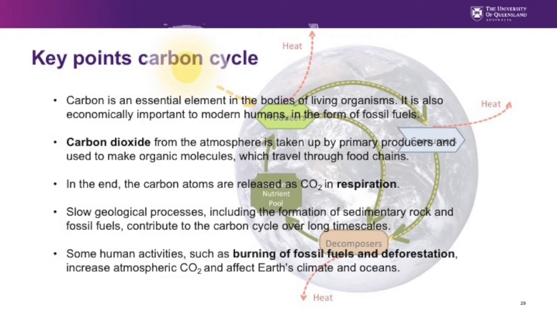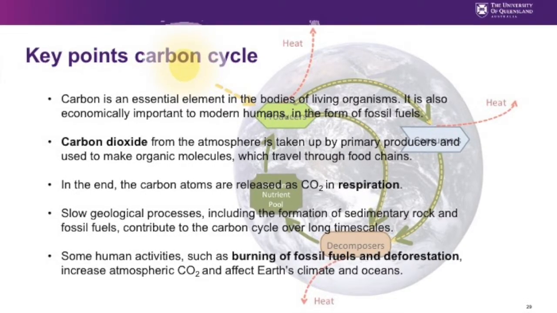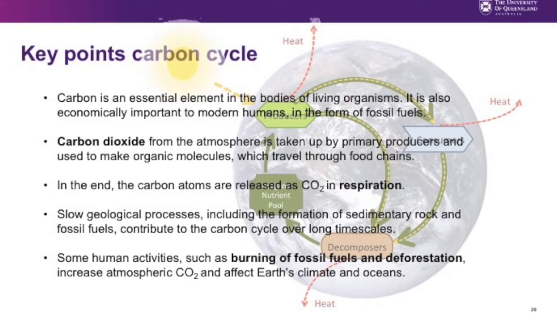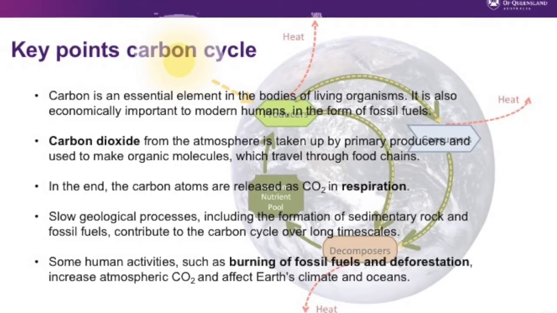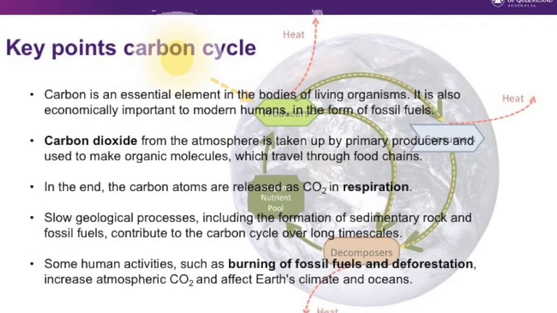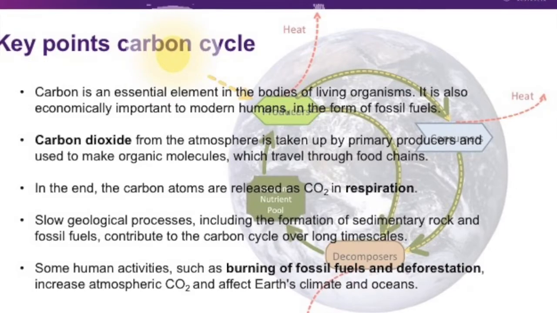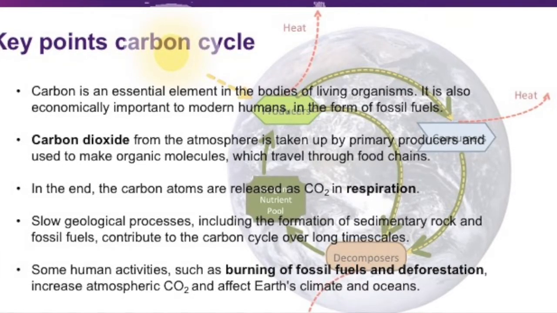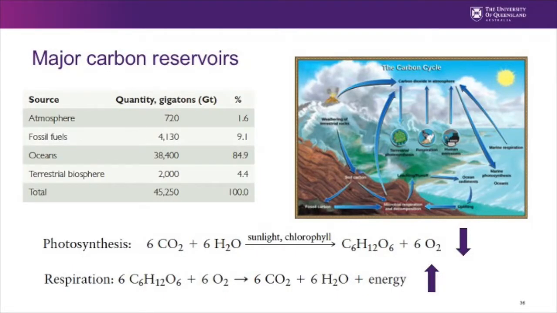So one of these key elements is carbon. Carbon is essential for the bodies of living organisms, and it is now also economically important because it is the main element in fossil fuels. And then we're going to start discussing the human influence on the carbon cycle that is directly connected to the use of fossil fuels, but also to deforestation that limits the amount of CO2 that is being taken from the atmosphere. So the major carbon reservoirs are the atmosphere, the fossil fuels, the oceans, and the terrestrial biosphere.